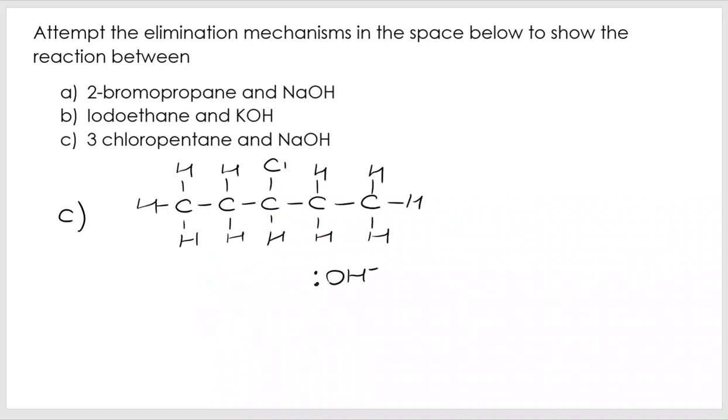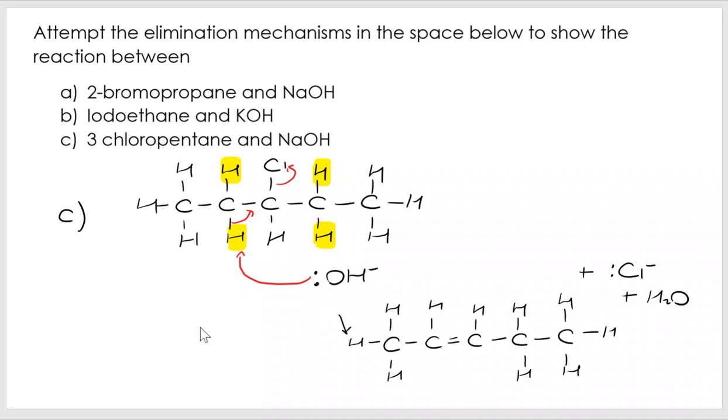And finally, we've got 3-chloropentane and NaOH. So my OH-, it comes in and attacks an H on the carbon adjacent to the carbon the chlorine is on. And I've actually highlighted all of the H's you could do this to. All of those would be equally correct. I've chosen the one that we can see here. And then we've got the bond breaking, so the electrons move in to create the double bond, and we've got the final arrow showing the removal of the Cl-. And from there, we end up with pent-2-ene, our H2O, and the chloride ion.